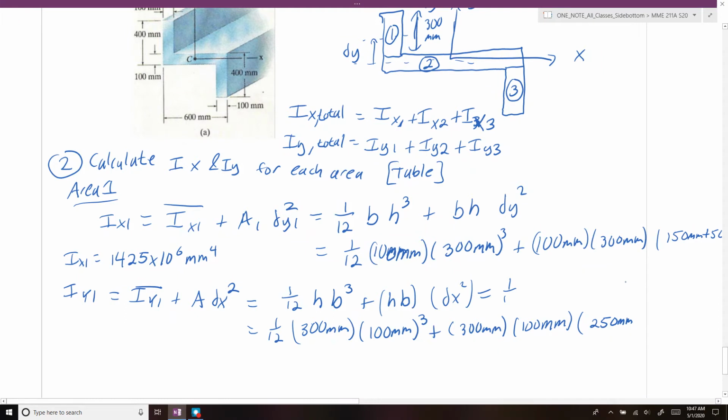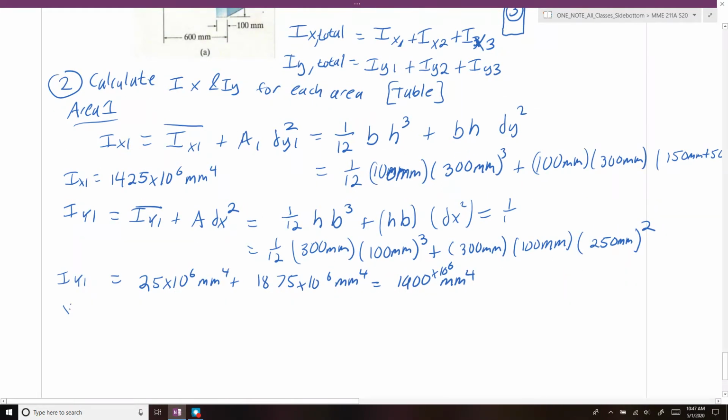Alright. And that would be squared. Alright, so what we end up getting for Iy1 is equal to 25 times 10 to the 6th millimeters to the 4th plus 1875 times 10 to the 6th millimeters to the 4th, which is just going to end up being 1900 times 10 to the 6th millimeters to the 4th.